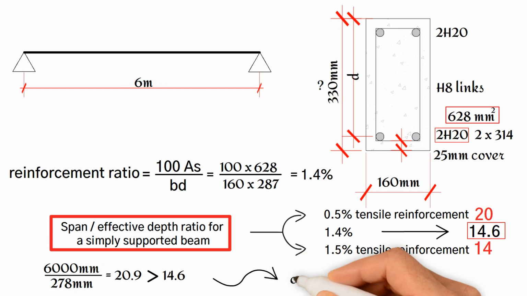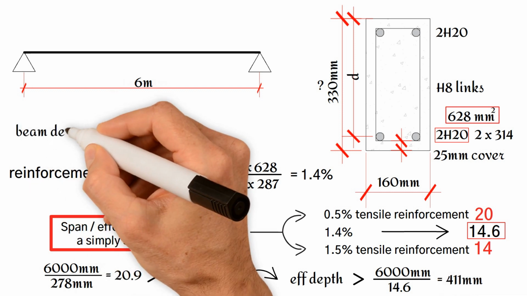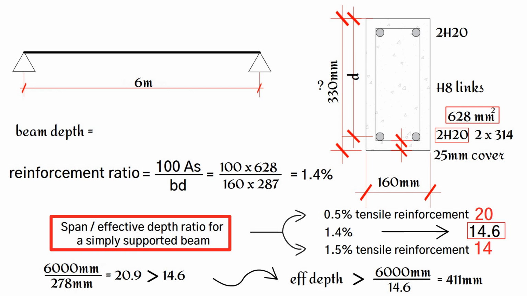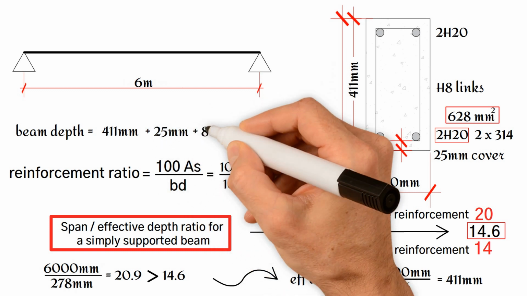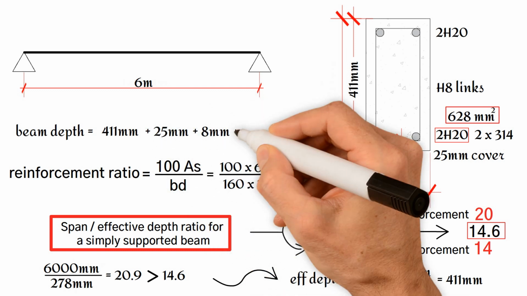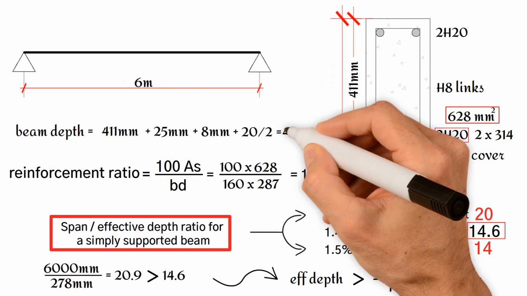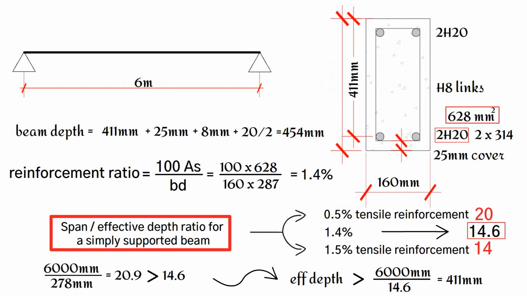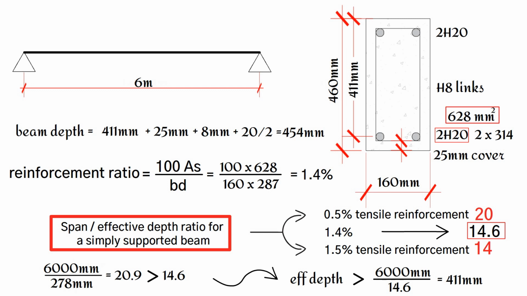Therefore, the effective depth should be greater than 6000 divided by 14.6, which equals 411 mm. In conclusion, the beam depth is equal to the effective depth of the beam, 411 mm, plus the cover, 25 mm, plus the link size, 8 mm, plus half of the bar size, 20 mm, divided by 2. This gives a value of 454 mm. Round this up and use a beam depth of 460 mm.